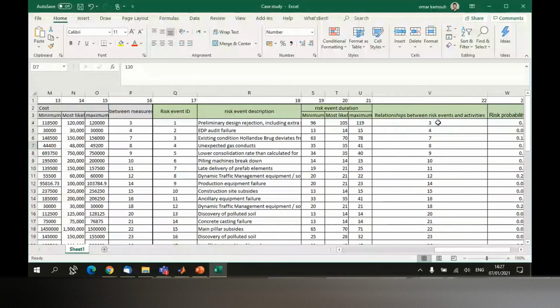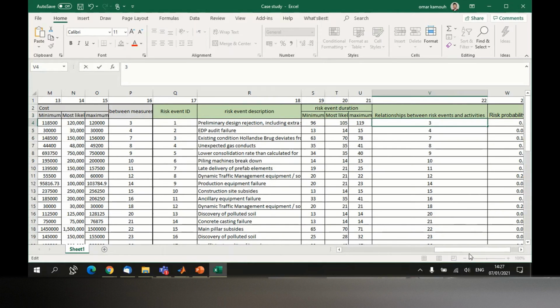And of course, one risk event can affect multiple activities. So you can, for example, insert 3 and 4. So if this risk event takes place, then both activities 3 and 4 will have a delay that's randomly chosen from this range.